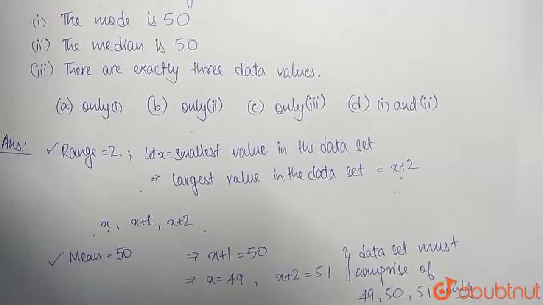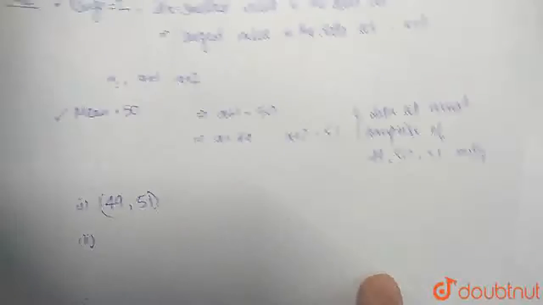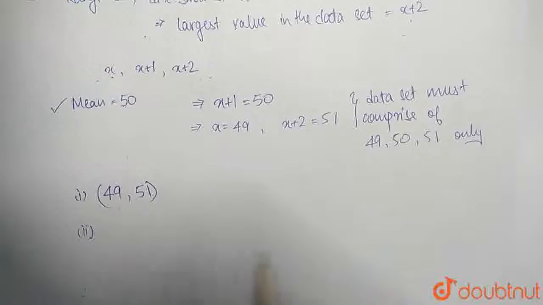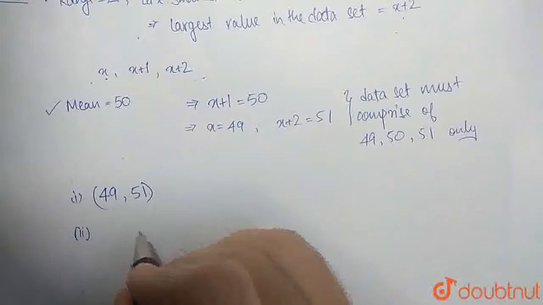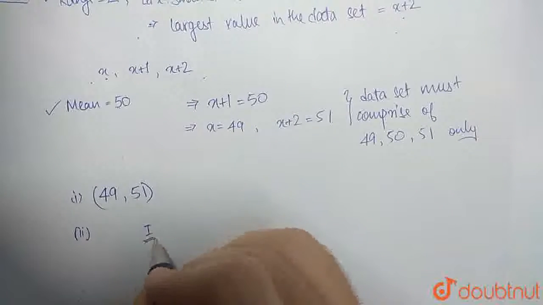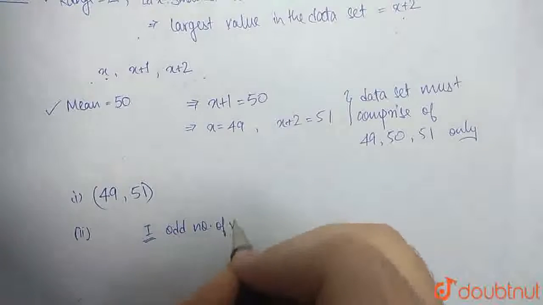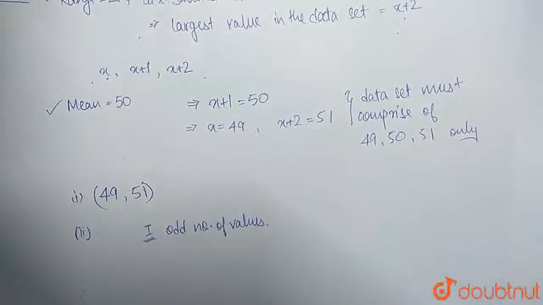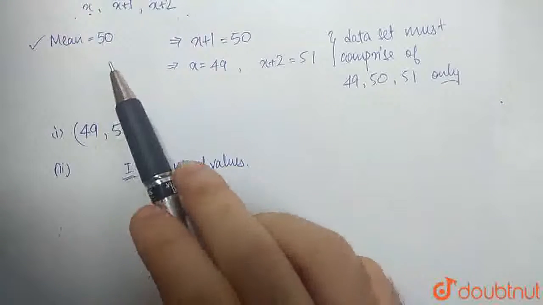If there are an even number of values, then there are two centermost values in the dataset. So what we do then is take their average, their mean. Now let us consider both cases. Case number 1 would be an odd number of values in the dataset. Now for there to be an odd number of values, first of all the mean must be 50, right?